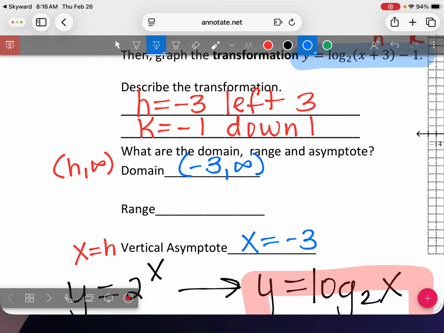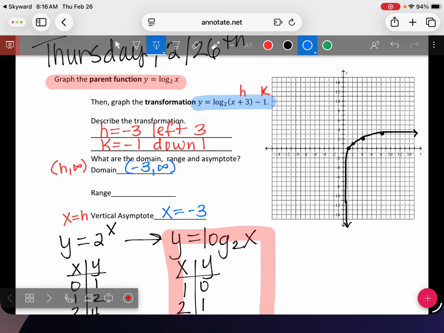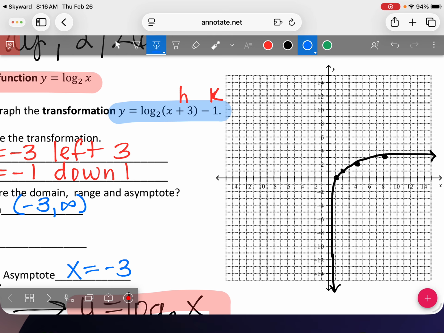Okay. So I like to draw in that vertical wall just so I don't forget. I'm going to draw in a dashed vertical line at negative 3. Just like that.